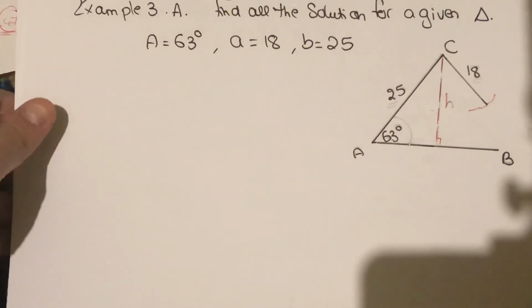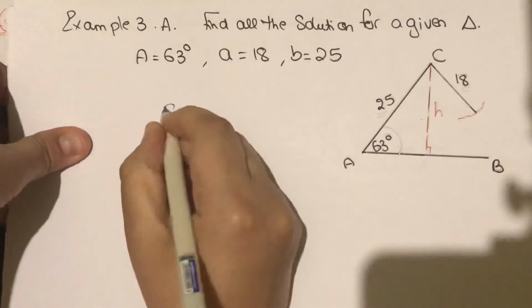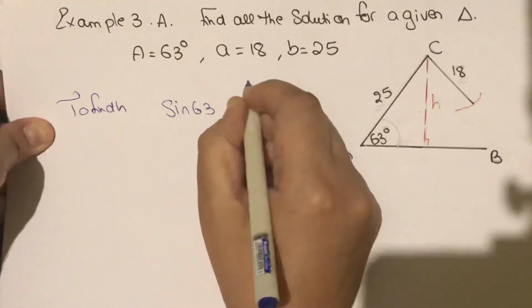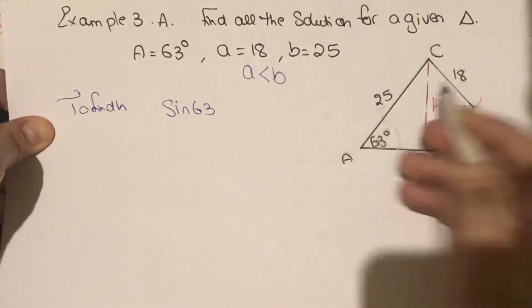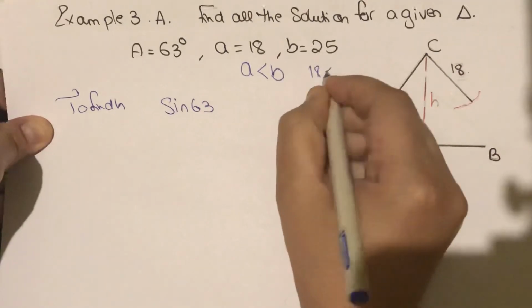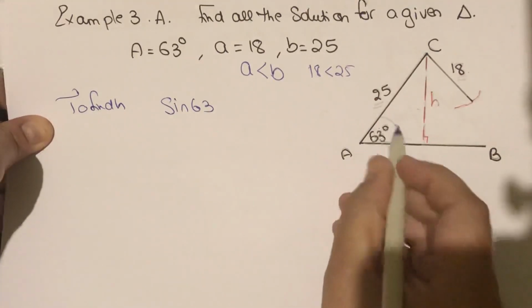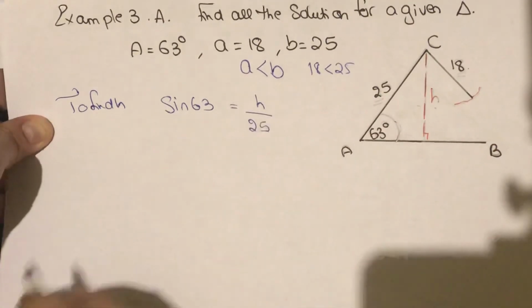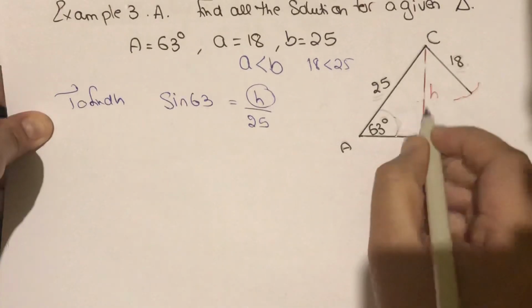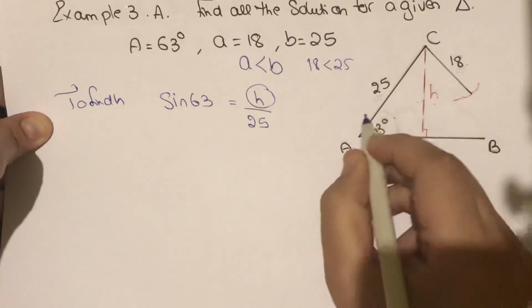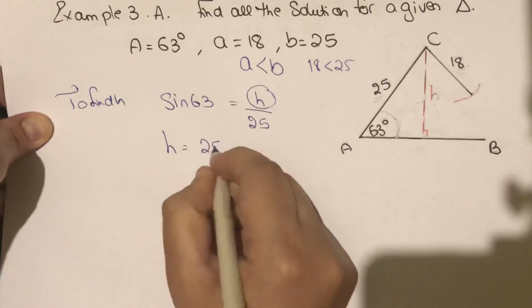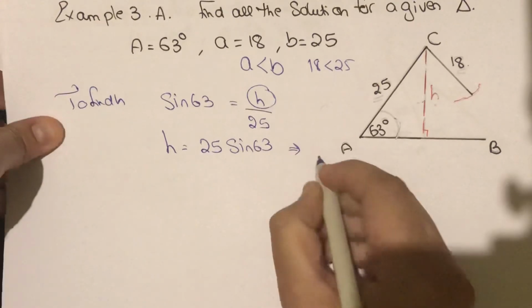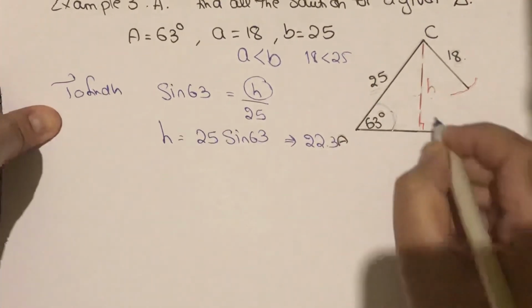Calculating H is very easy using sine, because we realize that A is less than B. This 18 is less than 25. So sine 63 is equal to opposite, which is H, over hypotenuse, which is 25. Solve for H, or directly remember that H is equal to sine 63 times 25. H is equal to 25 sine 63. You will find that H is approximately equal to 22.3.